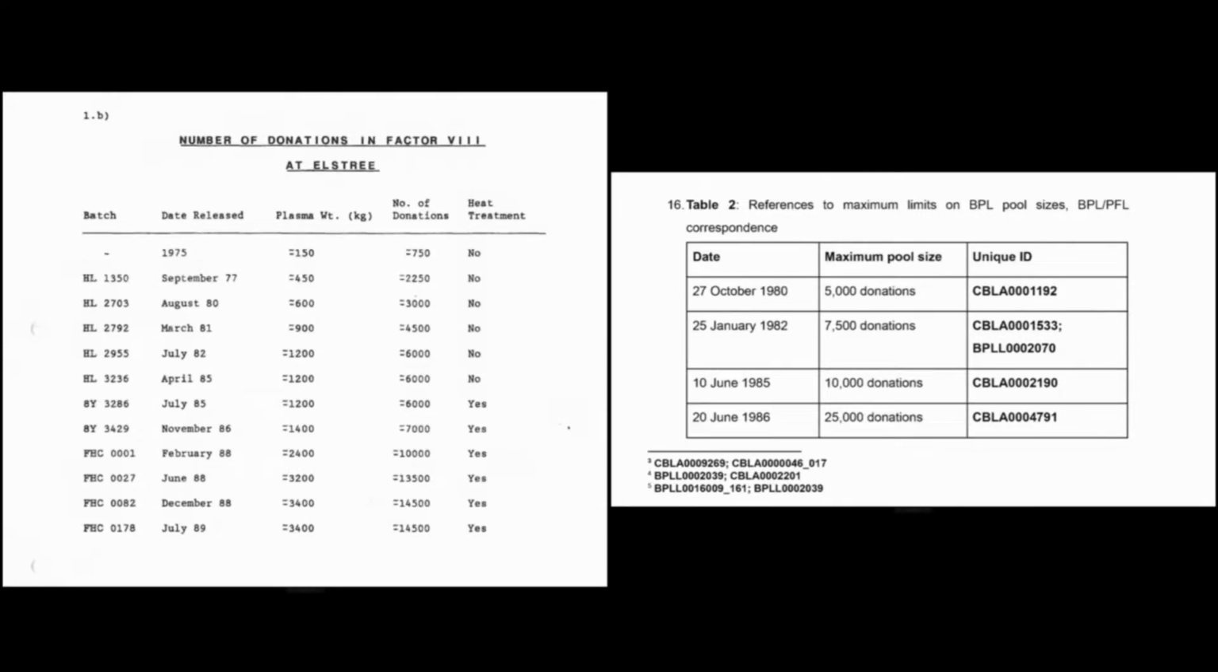The next piece of data that we have is from the 25th of January 1982, and we can see that the maximum pool size at that stage has gone up to 7,500 donations. And if we correlate that to the table on the left-hand side, we can see that by July 1982, the number of donations has gone up to approximately 6,000. So again, underneath the maximum pool size, and again, some headroom.